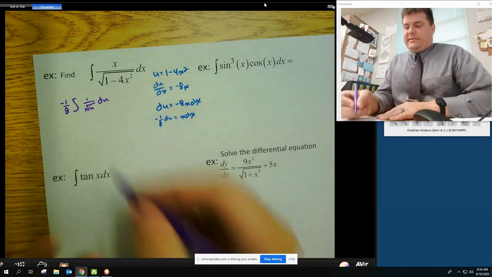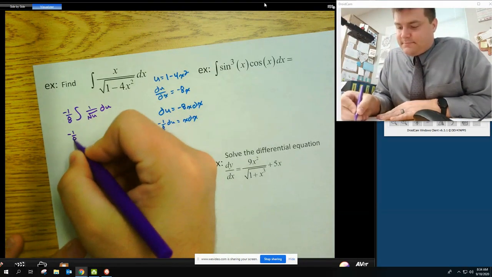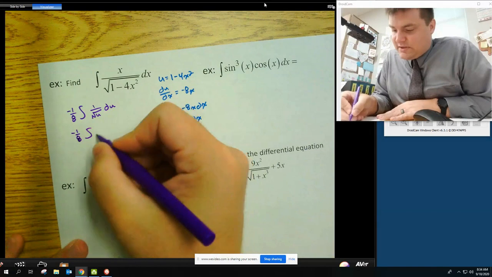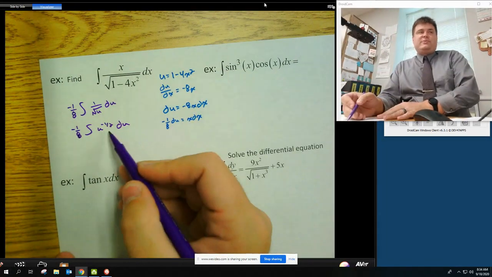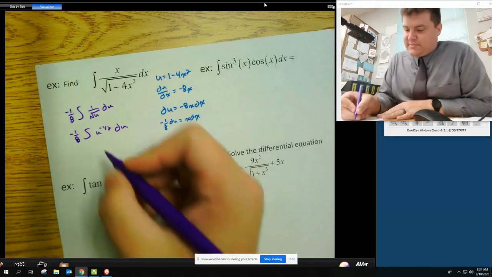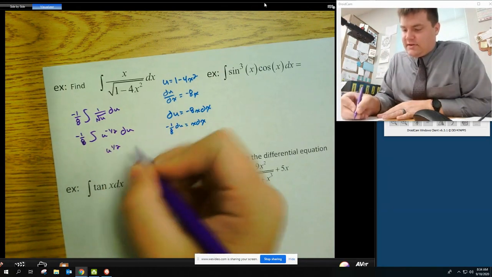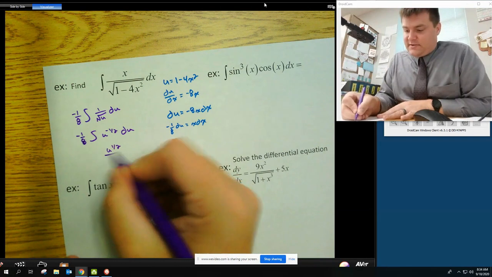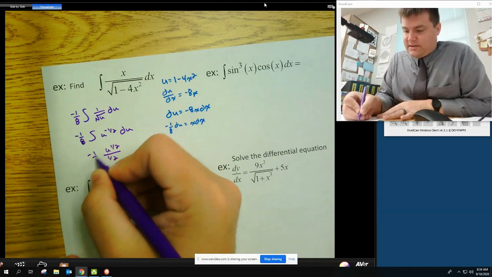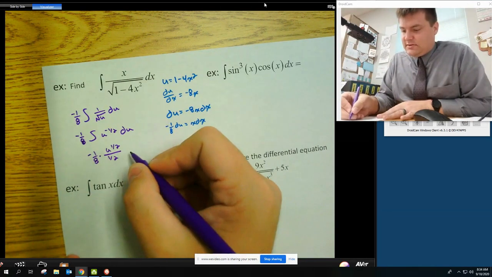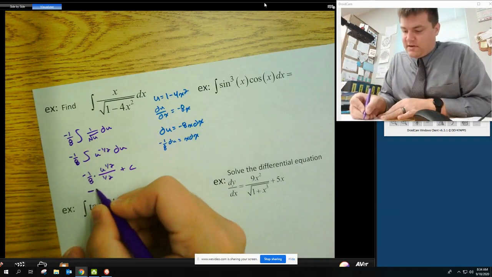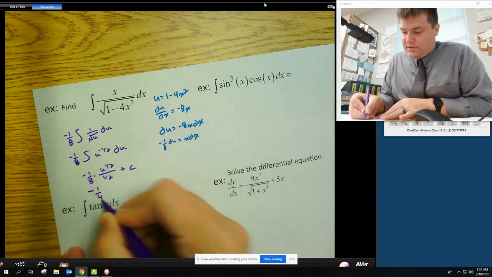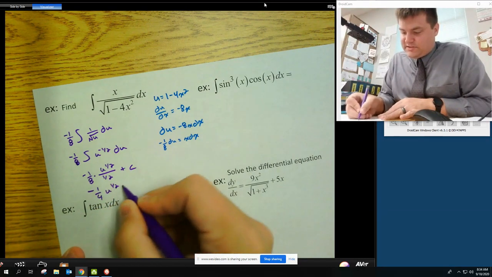Now, I think it's a little bit easier if we just rewrite this to be u to the negative 1/2, because now I can use my reverse power rule a little bit easier. So I'm going to add 1 to that, so I'm going to get u to the 1/2. And I'm going to divide that by 1/2. And it's negative 1/8 times that plus c. Let's do a little bit of cleaning up. I'm going to get negative 1/4 u to the 1/2 plus c.